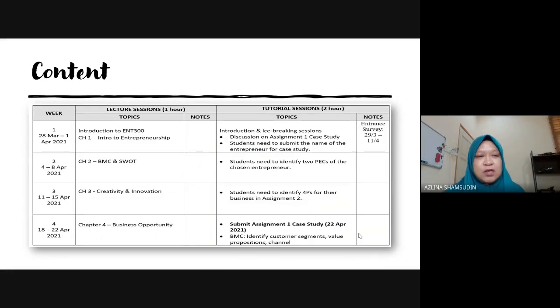This is the lesson plan for the whole semester, and this is our first week. Since you have not started the chapter yet, the lecture part Madam Raslina akan explain nanti, while I only focus on the tutorial. For this week, kita akan brief a little bit about the first assignment, and you can start doing the entrance survey from this week.